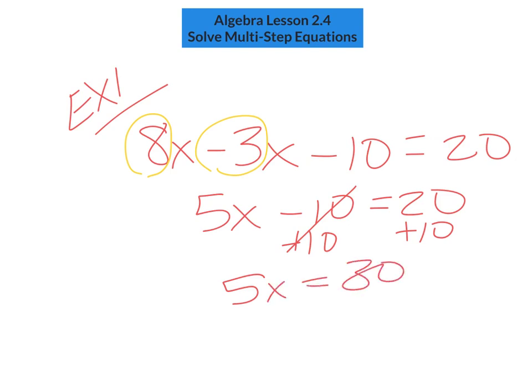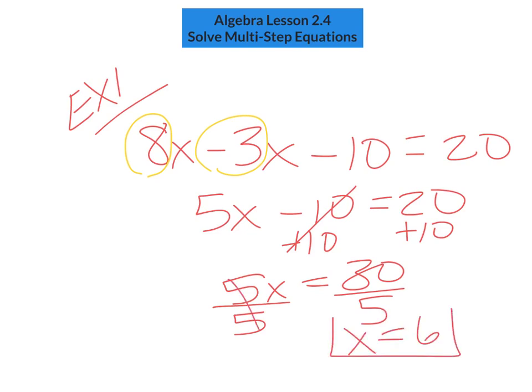And then what's the last step? Divide by 5. What is 30 divided by 5? Bam. Easy. Woohoo.